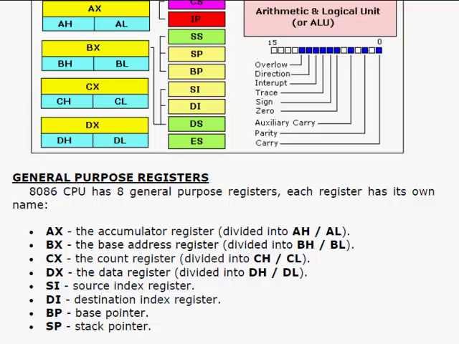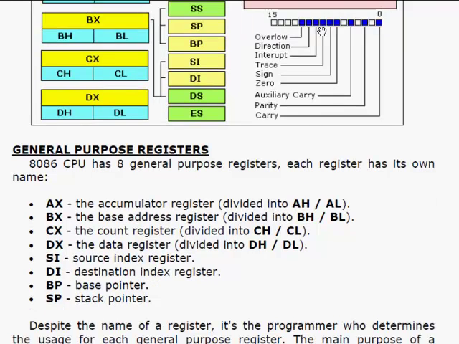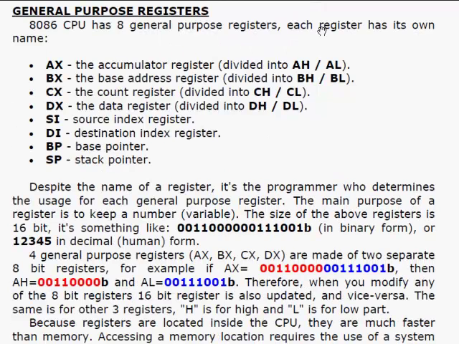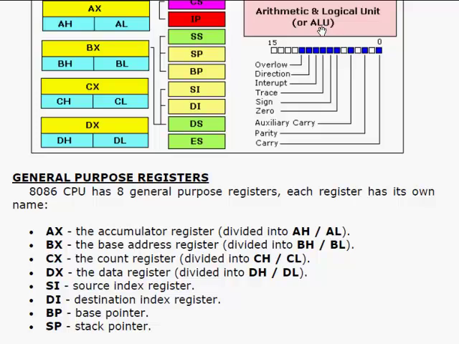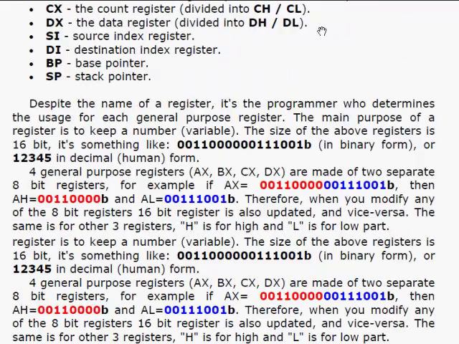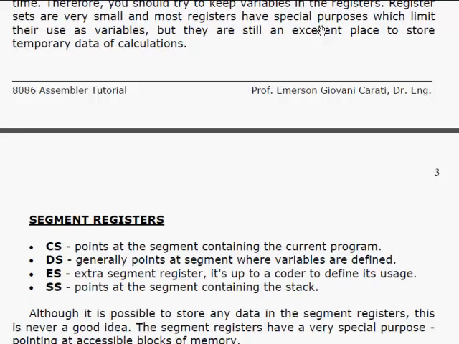Then there are the source index, destination index, base pointer, and stack pointer. Some people call the stack pointer a general purpose register, and some call it a special purpose register, and we will talk about the stack pointer later. And there are some special purpose registers too. Before that, let's have a look at the segment registers.